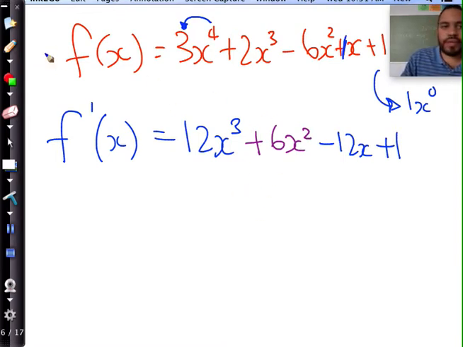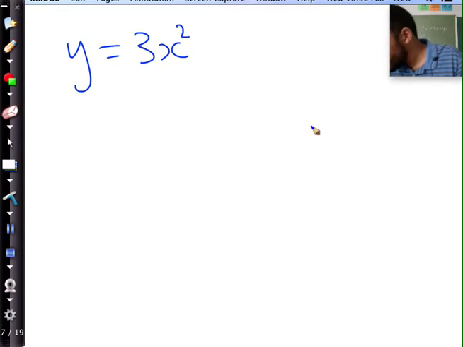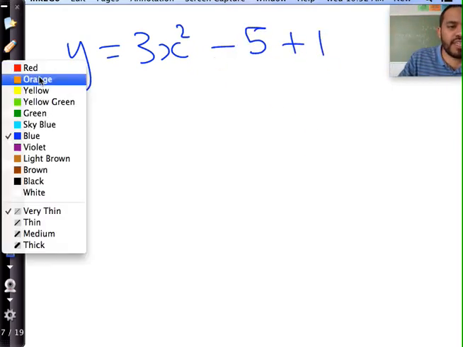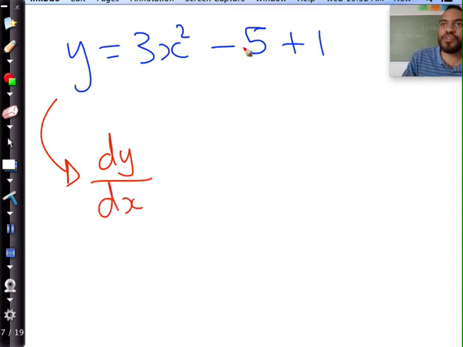Okay, let's do another one. Let's look at another example now. I'm going to write down this function, y equals 3x squared minus 5x plus 1. Now earlier I gave you notation. I said if you have y, then you must write the derivative as dy/dx, right? So in other words, we're differentiating the function y with respect to x because the variable is x. And I left out this part here, which needs to be a 5x, right?